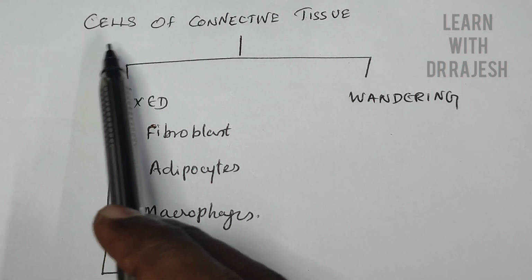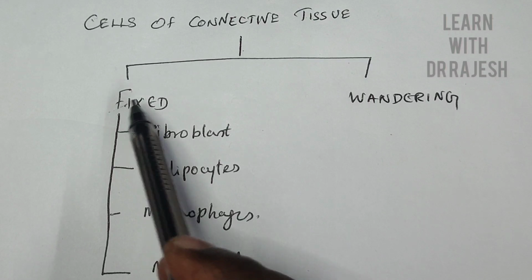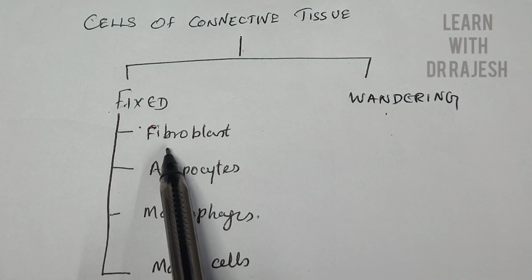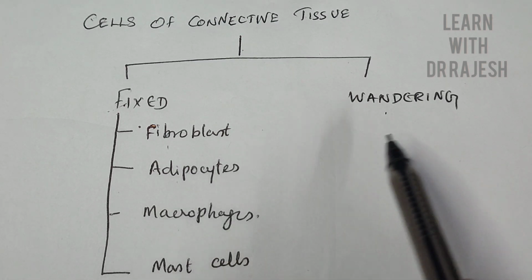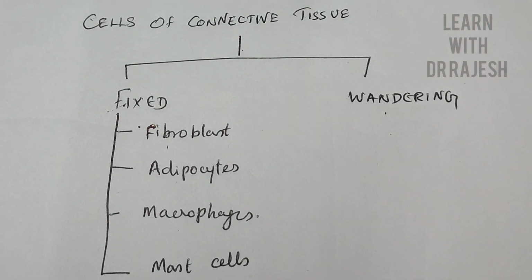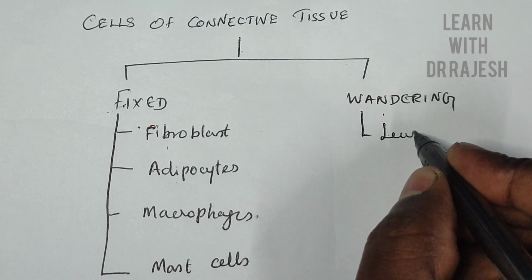Let's talk about the cells of connective tissue. The cells of connective tissue are broadly classified into fixed cells and wandering cells. The fixed cells are fibroblasts, adipocytes, macrophages and mast cells. Now let's learn what are the cells which come under wandering cells. Wandering cells are mainly leukocytes.